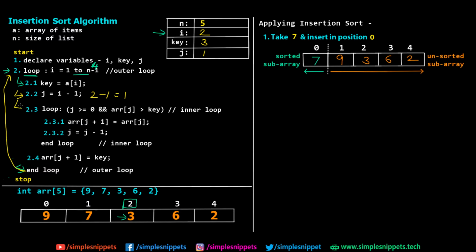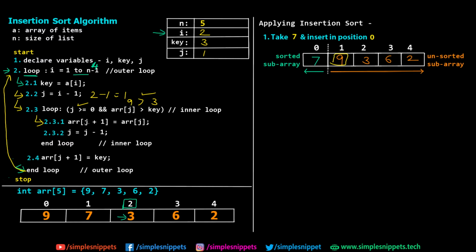Okay. Now we come over here at 2.3. We say loop j should be greater than or equal to 0 and ARR of j should be greater than the key. Now we know that j value is 1. So 1 is greater than 0. So this is true. But this condition also should be true. Now ARR of j. What is ARR of 1? You have to see the updated array. ARR of 1 is 9. Right? So we say is 9 greater than key. What is the key value? 3. Right? The value stored inside key is 3. Is 9 greater than 3? Yes, it is true. So now we go inside this loop.